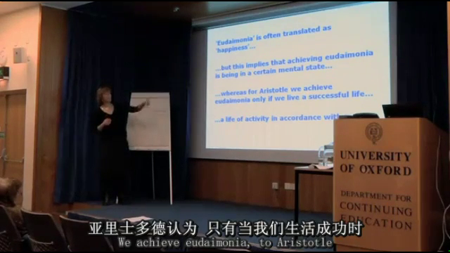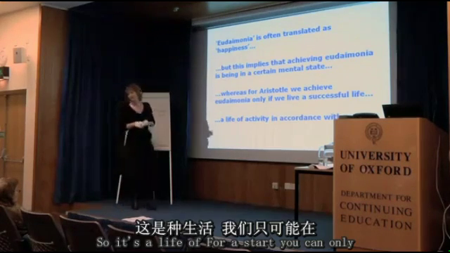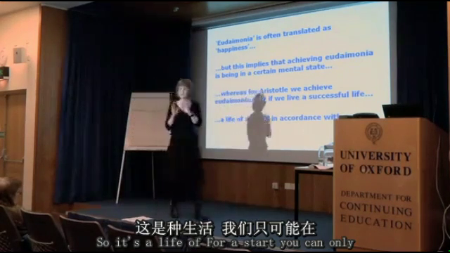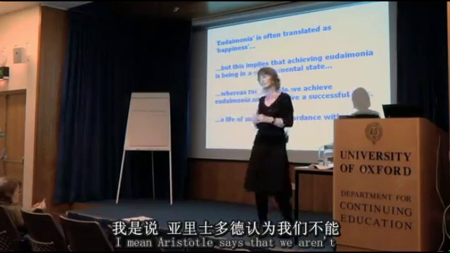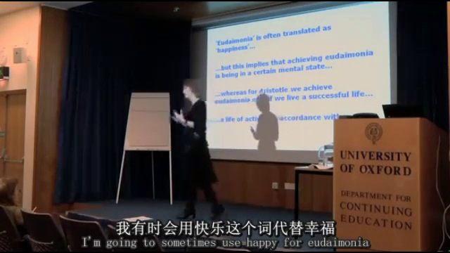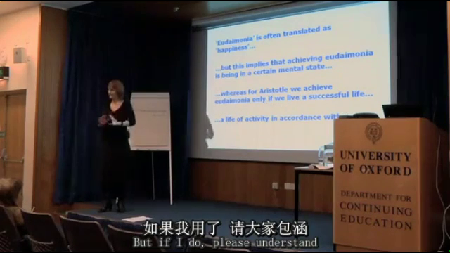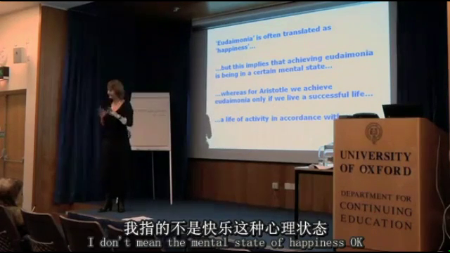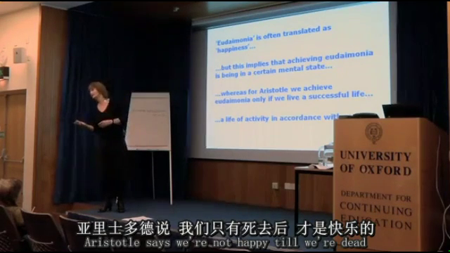We achieve eudaimonia, for Aristotle, only if we live a successful life. So for a start, you can only achieve eudaimonia at the end of life. I'm going to sometimes use happy for eudaimonia because it just comes naturally, but if I do, please understand, I don't mean the mental state of happiness. Aristotle says we're not happy till we're dead.